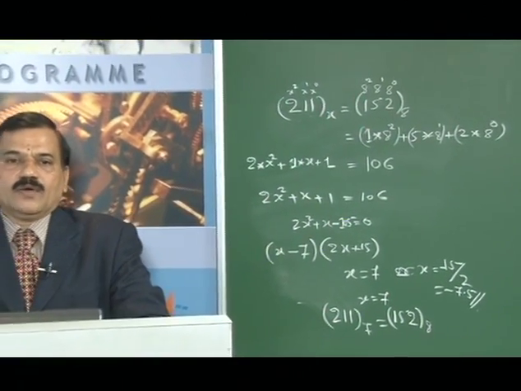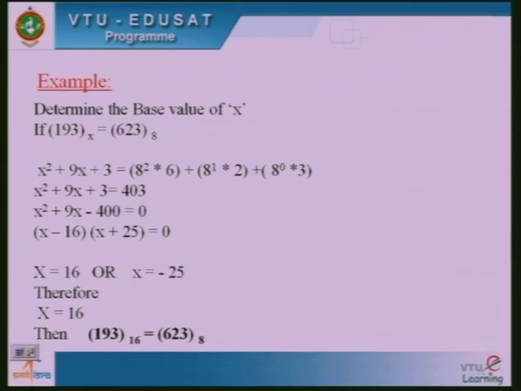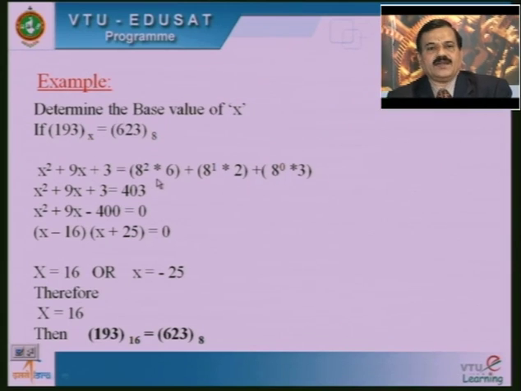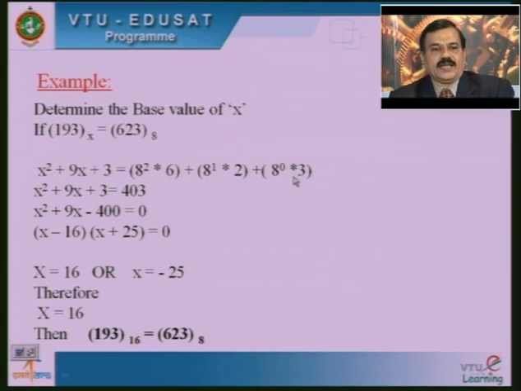Once again, we will go with one more example to familiarize ourselves with this kind of problem. Determine the base value of x. The given value is 193 with base x, equal to 623 with base 8. Now we follow the same steps. We write x square plus 9x plus 3 is equal to 8 square into 6 plus 8 to the power 1 into 2 plus 8 to the power 0 into 3. Then we can write x square plus 9x plus 3 is equal to 403.